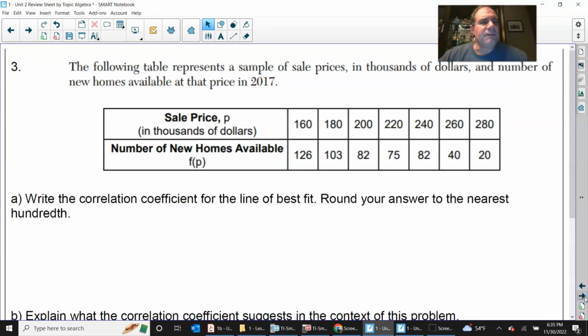All right. The following table represents a sample of sale prices in thousands of dollars and the number of new homes priced in 2017. Write the correlation coefficient for the line of best fit. Round your answer to the nearest hundredth. So put these numbers in. I'm going to do it off screen, so you guys do it when you press pause. This is my L1. This is going to be my L2. So put those numbers into the calculator and we'll come back and look at the correlation coefficient.